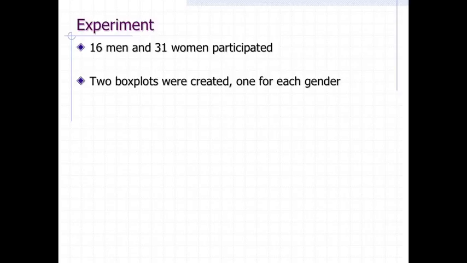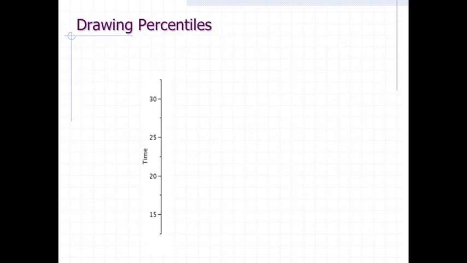We'll compare the scores for the 16 men and 31 women who participated in the experiment by making separate box plots for each gender. Such a display is said to involve parallel box plots. There are several steps in constructing a box plot. First, we draw the y-axis.